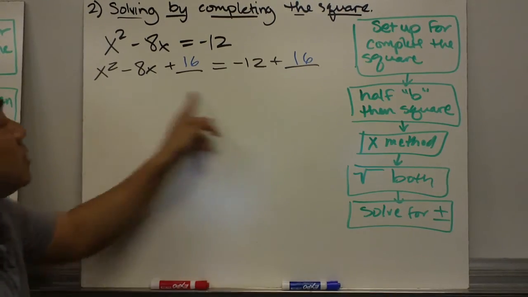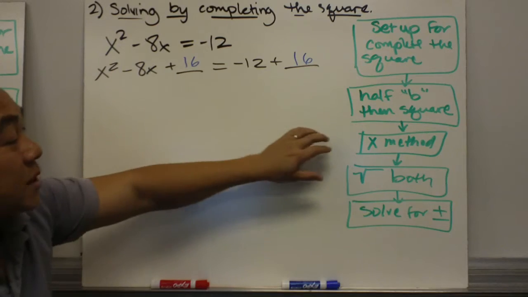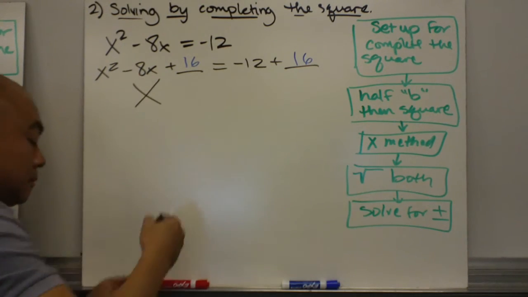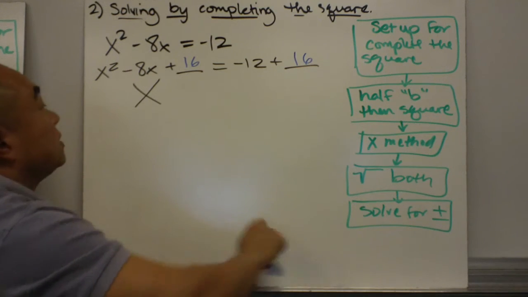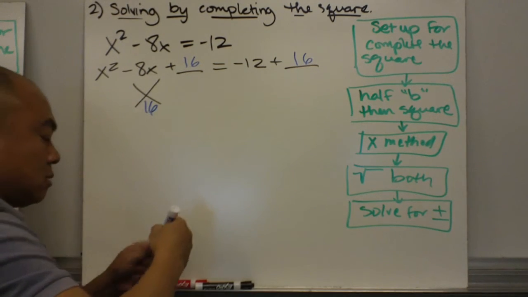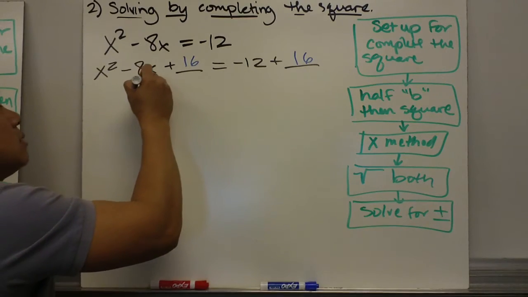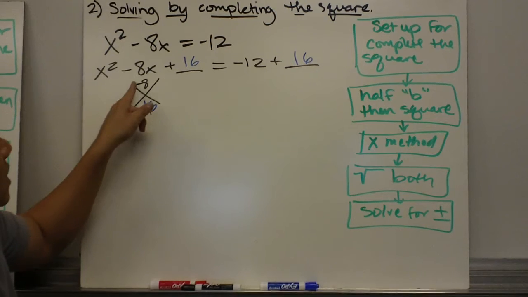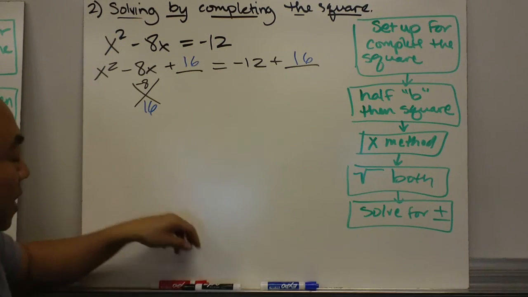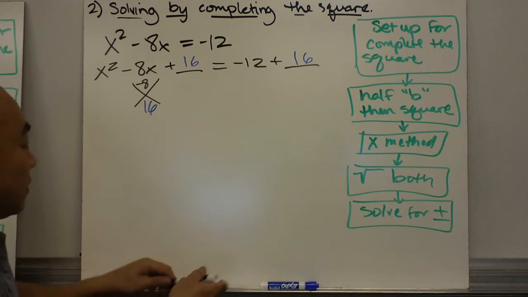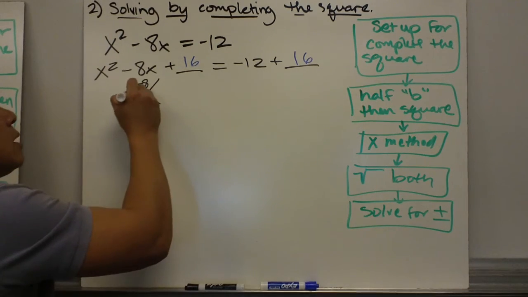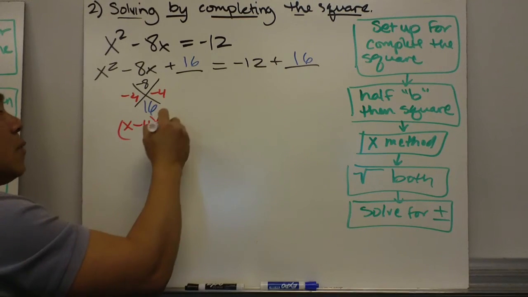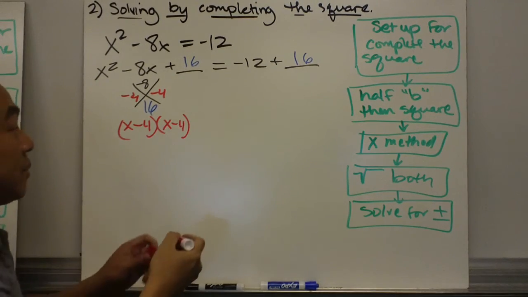All right, our next step here is to go ahead and use the x method to figure out what our answers are right here. So we have 16, and we have -8. So what two numbers give us -8 as a sum and positive 16 as a product? So the answer will be -4, -4, x minus 4, which is how we factored it. x minus 4 is how we factored that part as well.